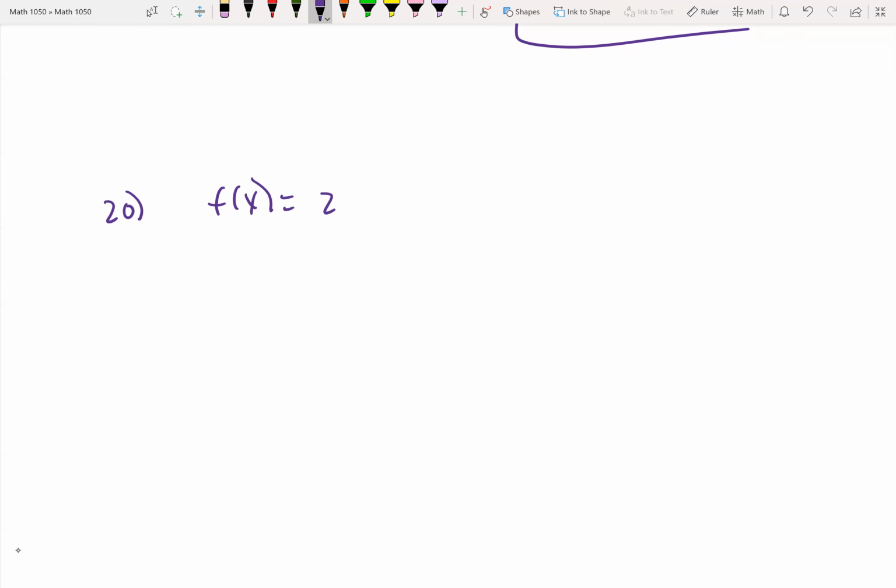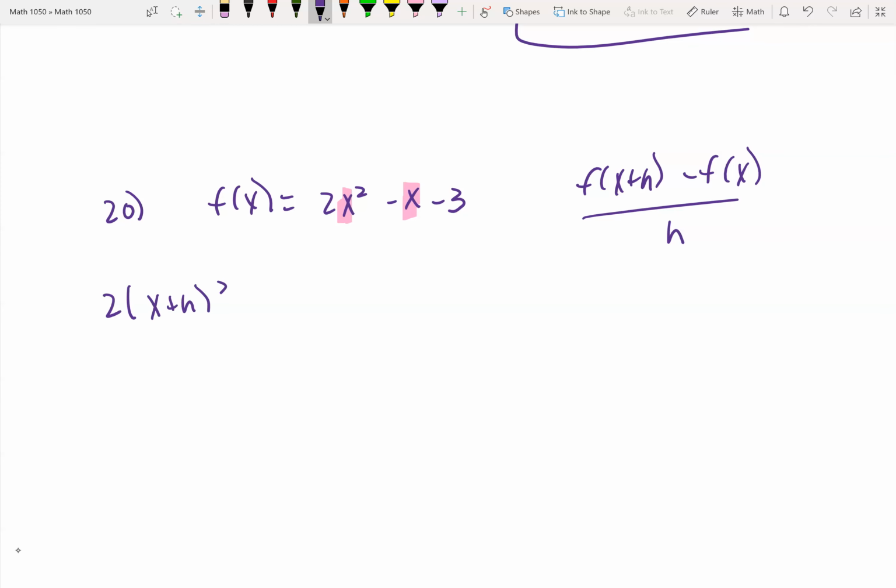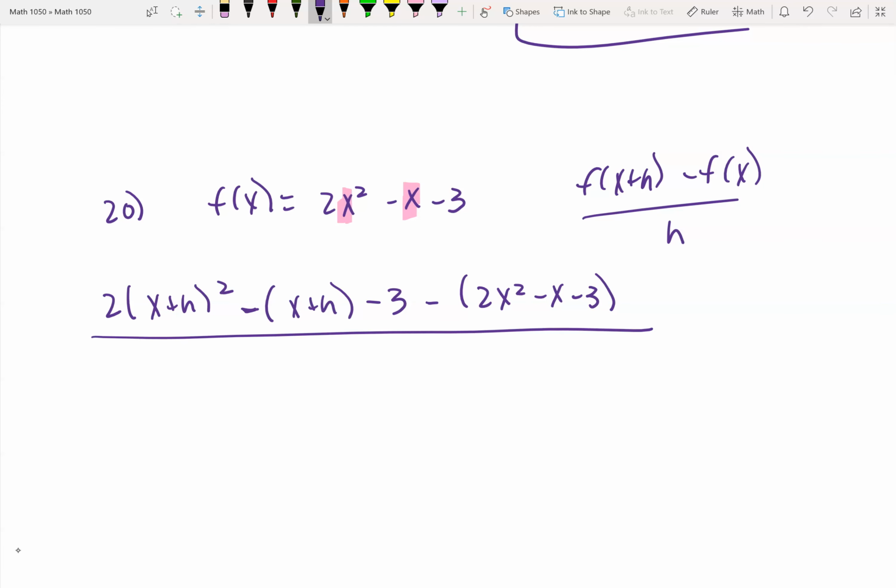Here is your f of x. Here's my formula. Right here and right there, I'm going to put in x plus h. So it's 2 times parentheses x plus h squared, minus parentheses x plus h, minus 3. Sometimes I tell you not to do the parentheses around the x plus h because you don't need it, but right here you need it because that negative is going to be distributed. And then you subtract in parentheses all of f of x and you divide it by h.